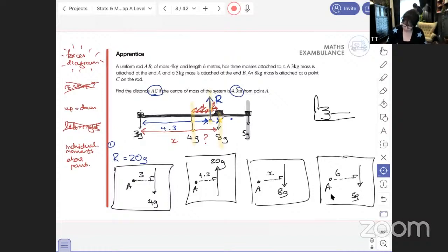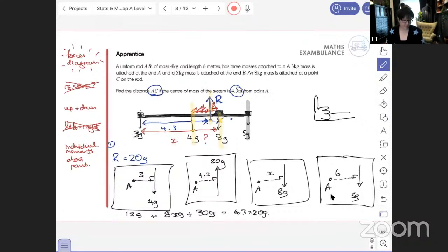Clockwise or anti-clockwise? Follow the line down. Clockwise, clockwise, anti-clockwise, clockwise. So this one and this one and this one, those moments equal this one. So the equation that we would get is 12G plus 8XG plus 30G equals 4.3 times 20G. And then we can solve that to find X. Done.